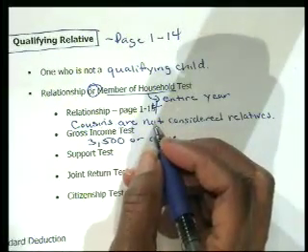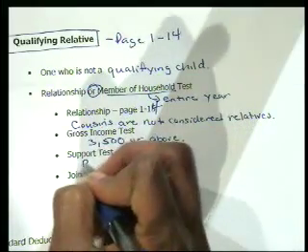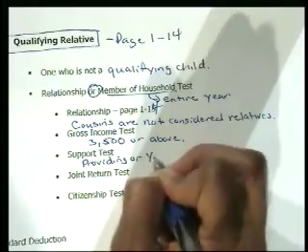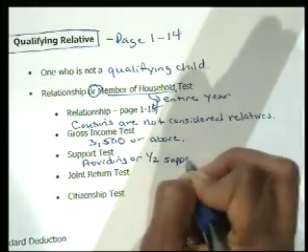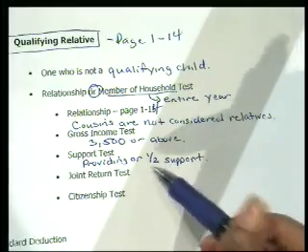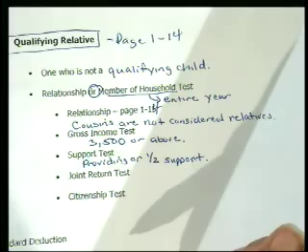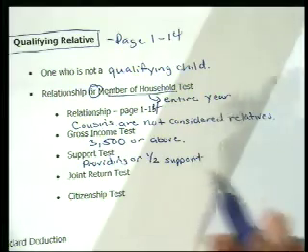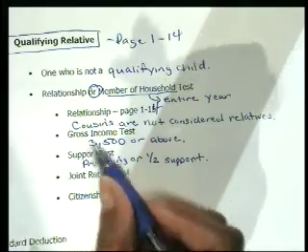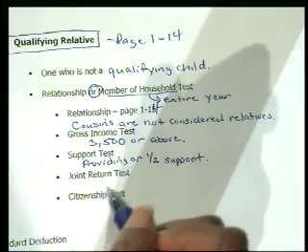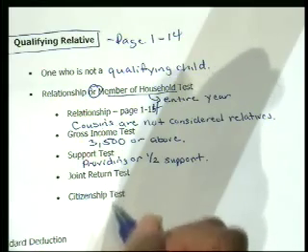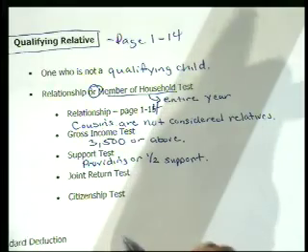Okay. Next, it's the support test. Once again, providing over half of the support. If they're providing over half of their support, you didn't provide over half of the support. So you have to be the one providing over half of their support. Okay. The joint return test is the same as above, that they cannot file a joint return, unless they're not required to file a return and they're just doing it to get a refund. And the citizenship test is the same as above.